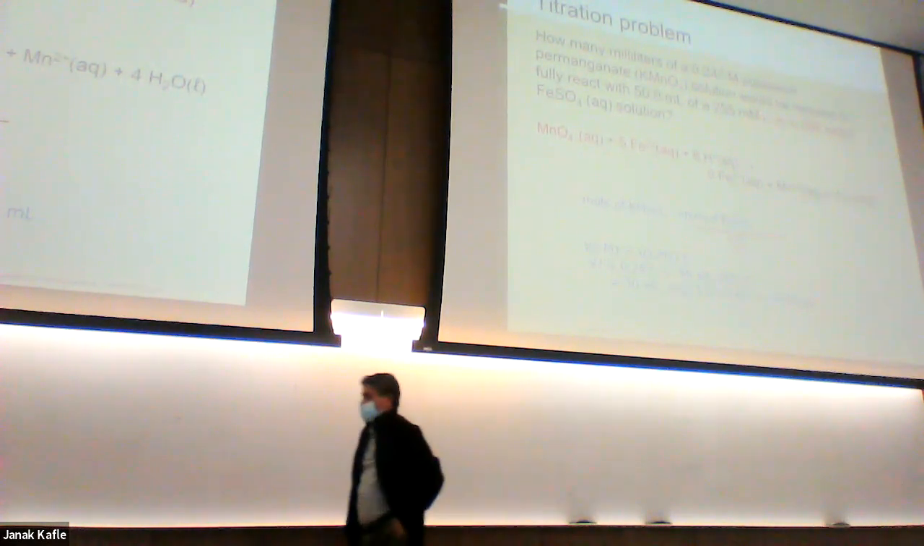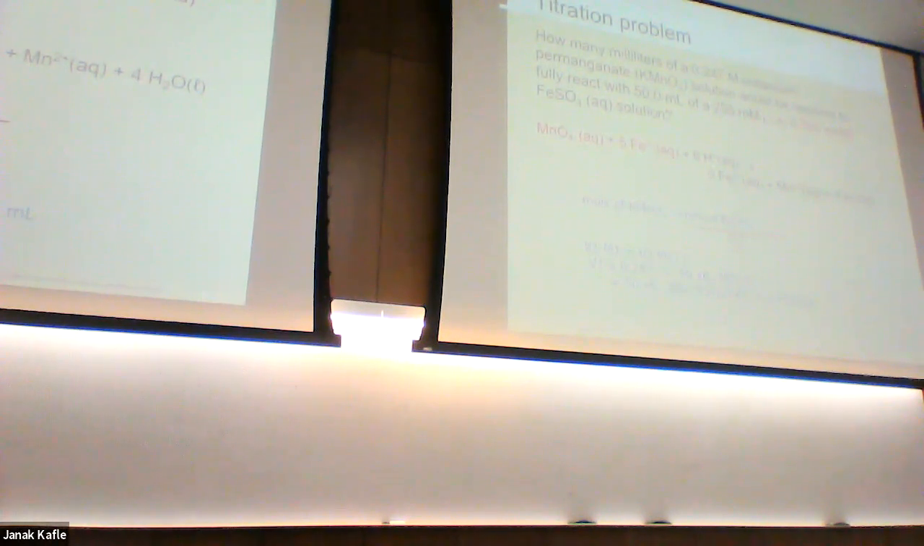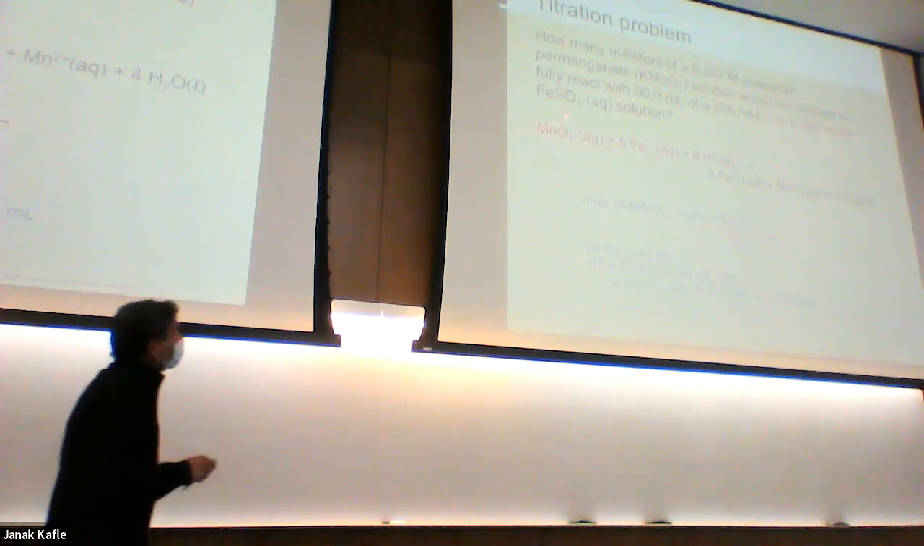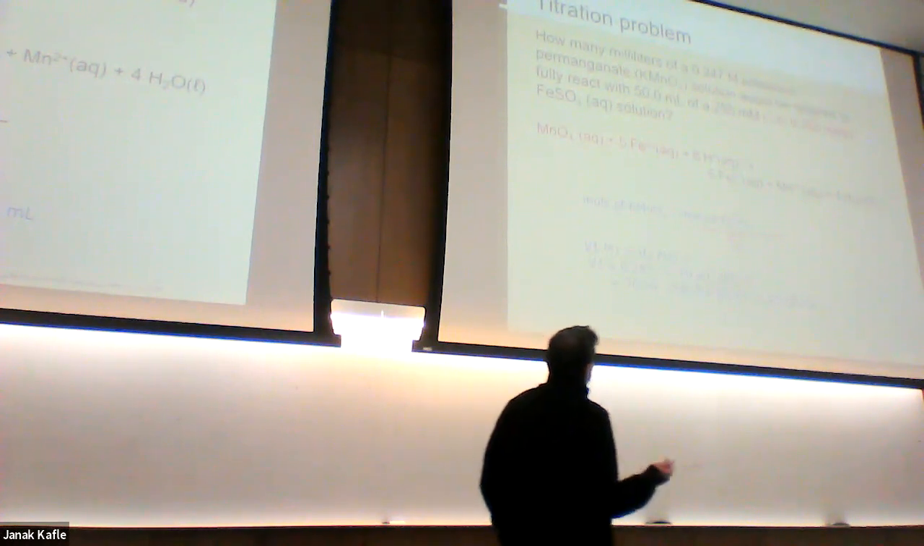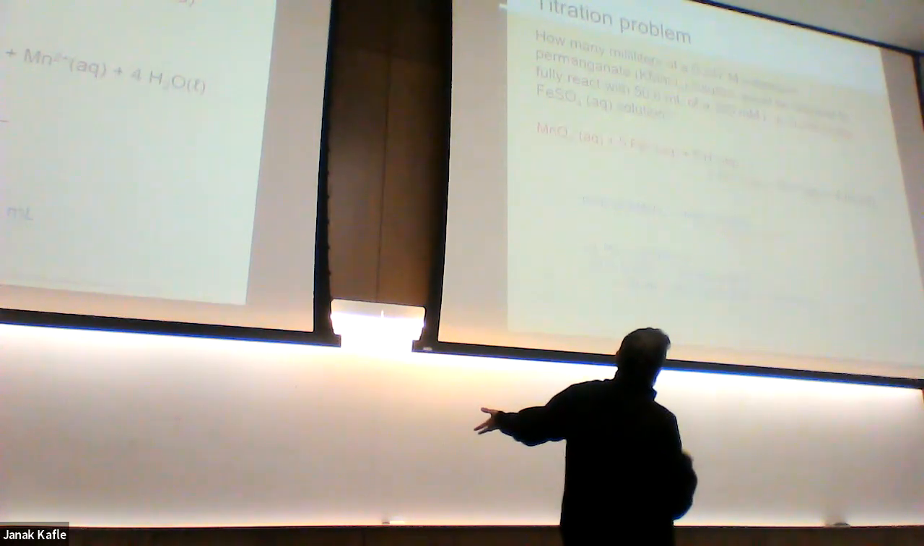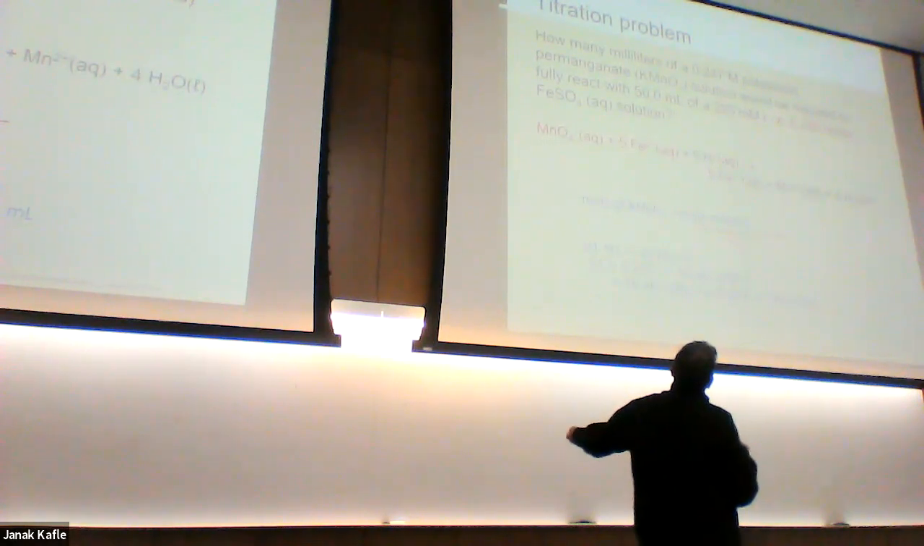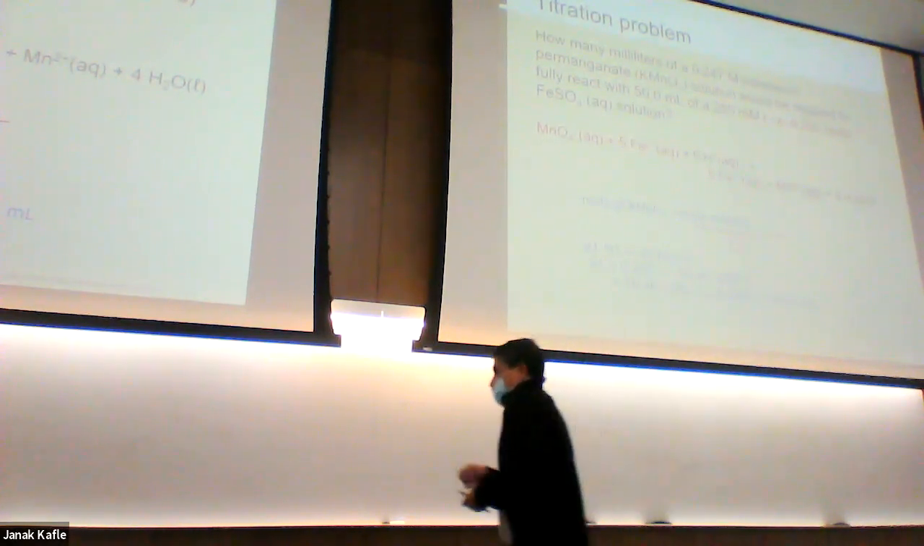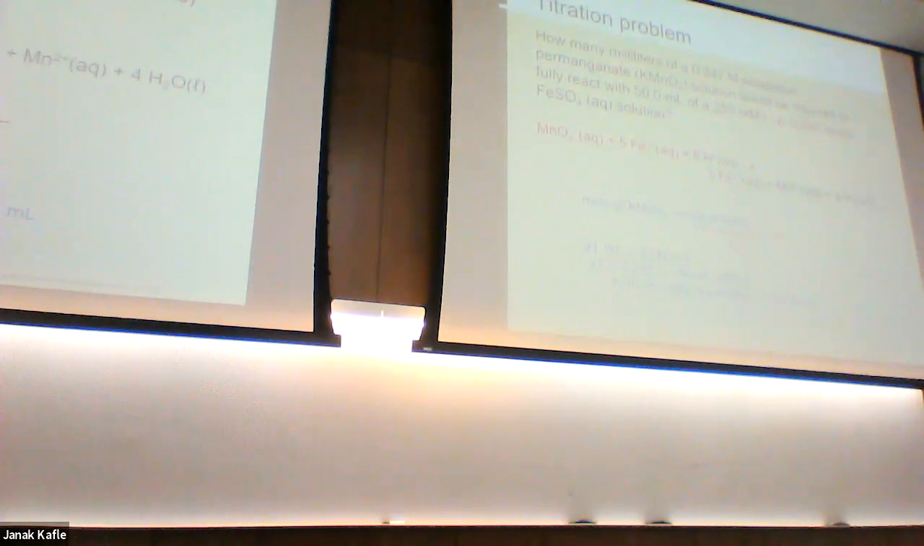So here is a problem. It says, how many milliliters, again the volume, how many milliliters, what is the volume we need of potassium permanganate. So let's write the reaction first.